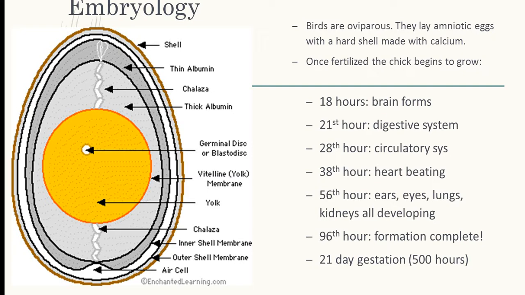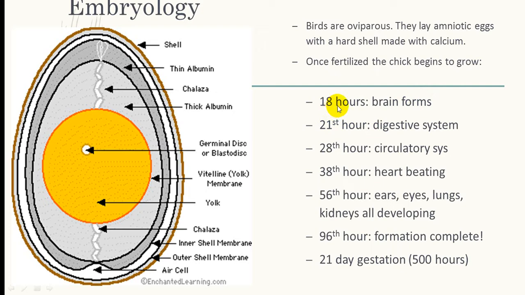They have an amniotic egg, similar to the reptiles. Here we can see they are oviparous. They have a hard shell with calcium, we know that. And if it is fertilized, here's the called the germinal disc, right here. If that gets fertilized by a rooster, then it will start to form in this manner.